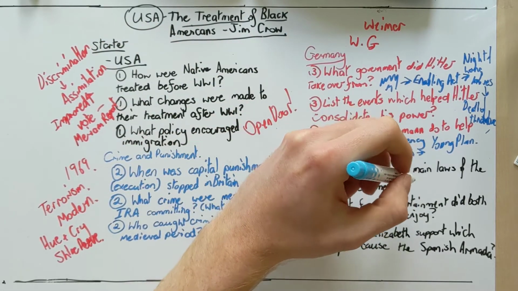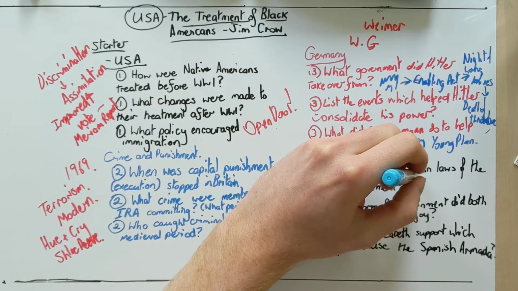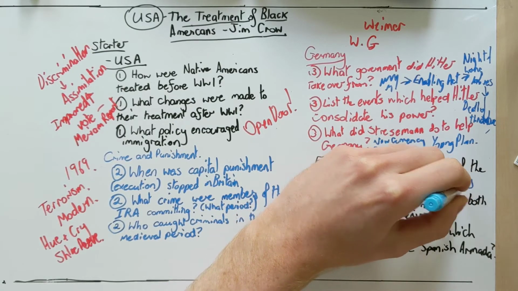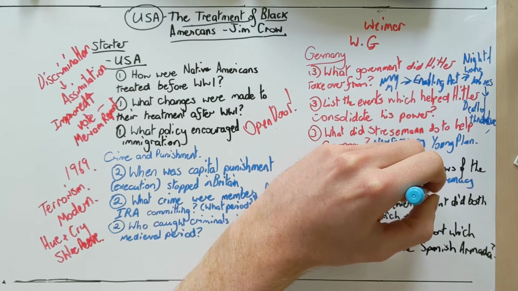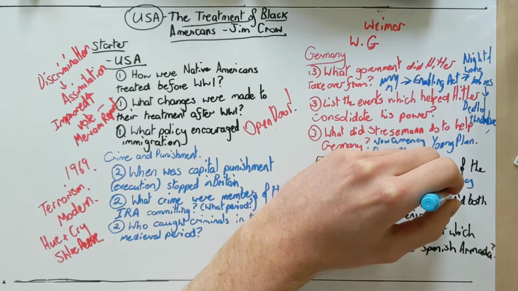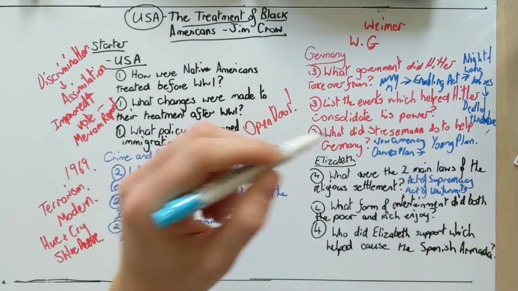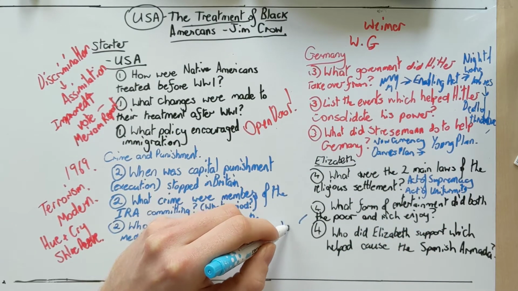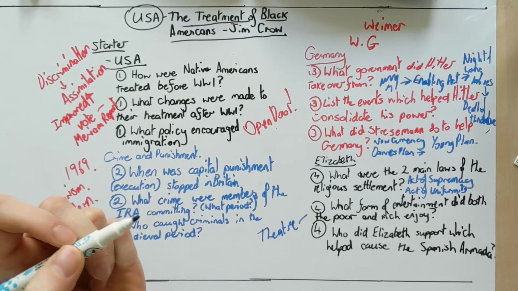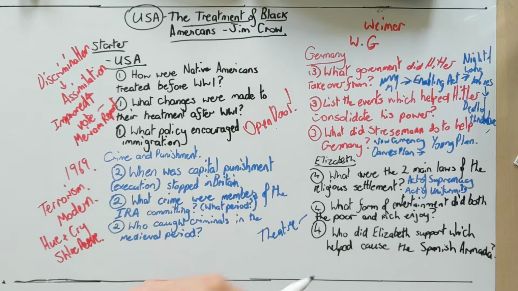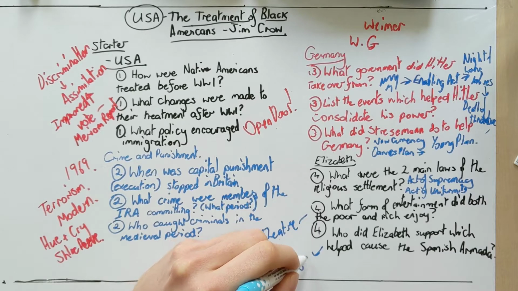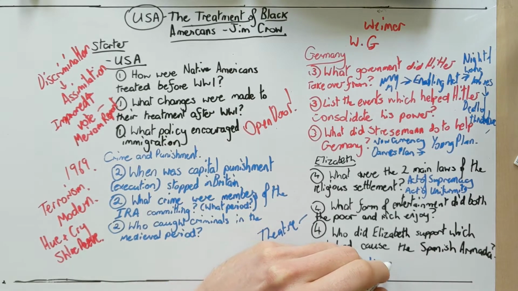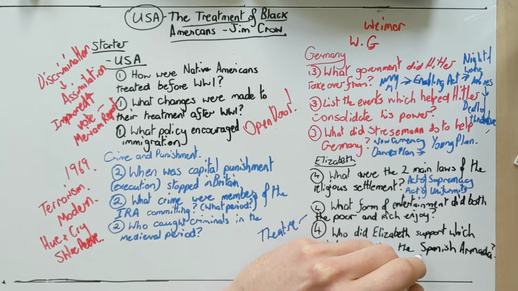What were the two main laws of the religious settlement? You could talk about the Act of Supremacy or the Act of Uniformity. What form of entertainment did both the rich and poor enjoy? You could mention the theatre. Who did Elizabeth support, which helped lead to the Spanish Armada? You could say Protestants in the Netherlands, or what they used to call the Low Countries.